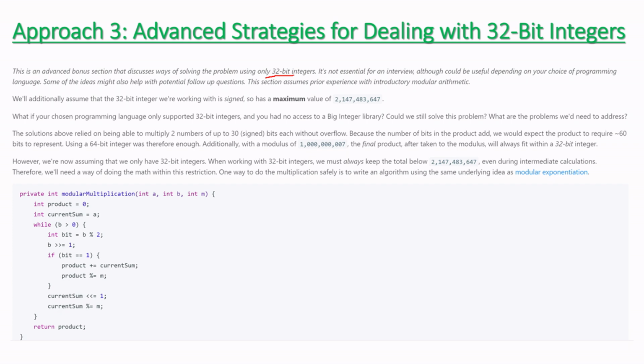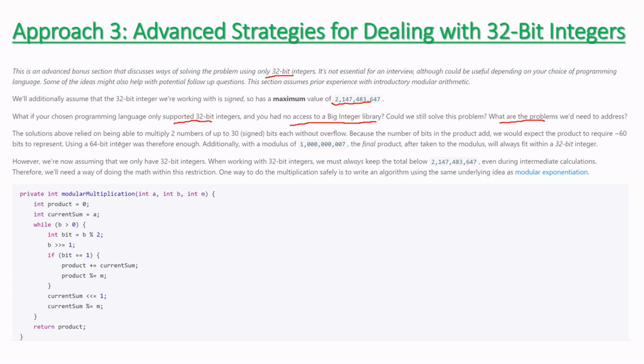We will additionally assume that the 32-bit integer we are working with is signed, so it has a maximum value of what? There is a number, right? This is the number, the maximum value. So what if your chosen programming language supports only 32-bit integers, right, and you had no access to a big integer library? Could we still solve this problem? What are the problems we need to address?